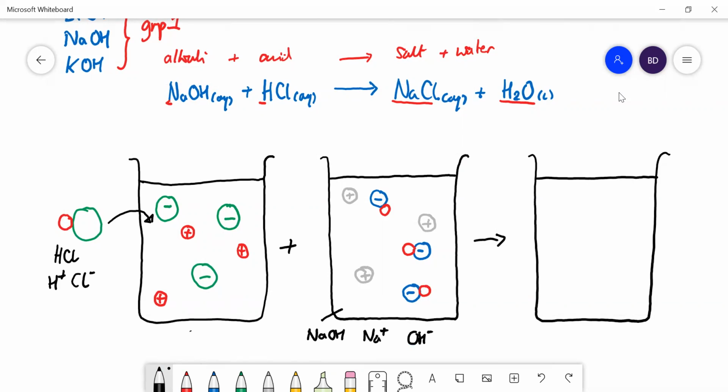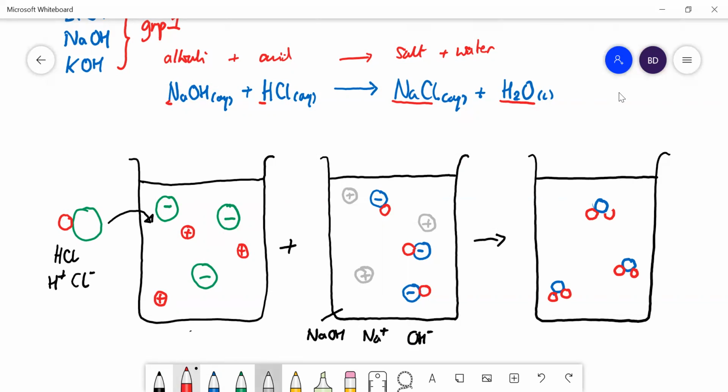Now let's see what happens when we mix them up. Your negative hydroxide ion will join up with an H plus. That will form a neutral water molecule, H2O. So that's what happens there. We've got 3 water molecules formed in that beaker, H2O, one more. So that is the water that we formed.